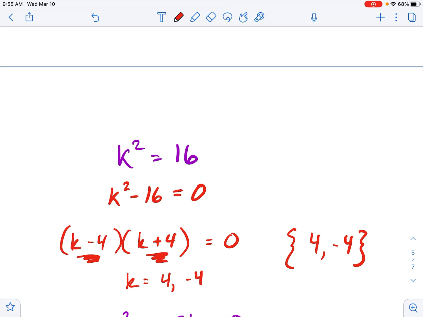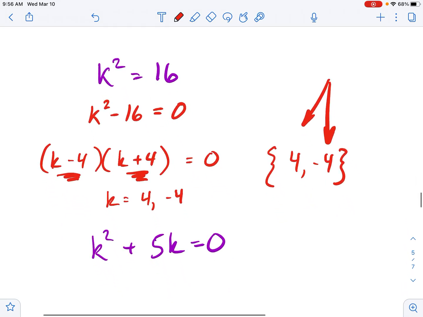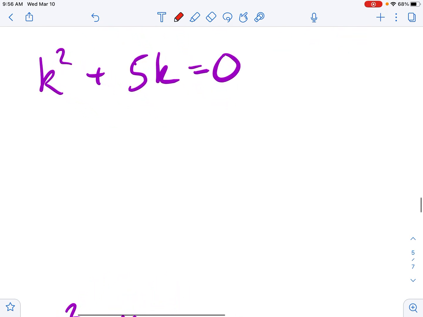So as you can see, setting things equal to 0 and factoring gives you all the solutions, both solutions in this case, that you need. So please beware, beware, and beware of taking the square root of both sides. It is possible, but with great power comes great responsibility.